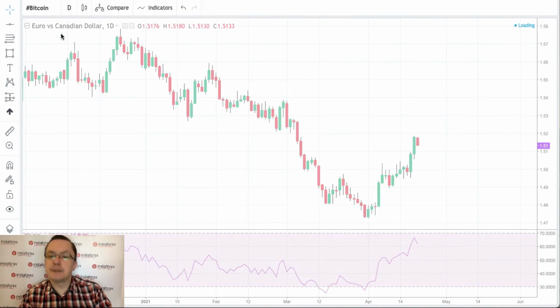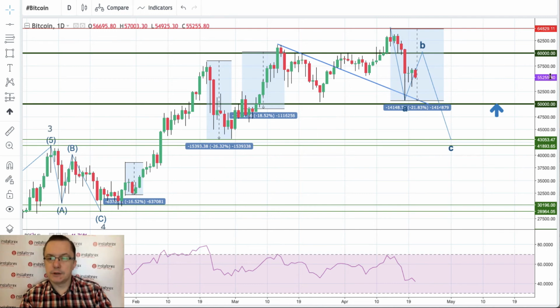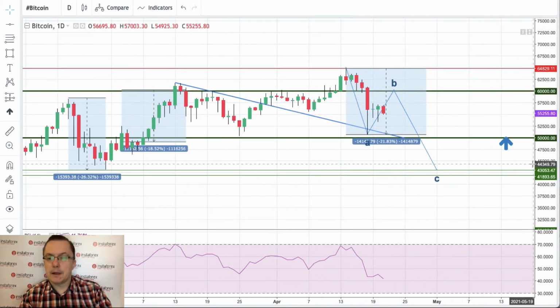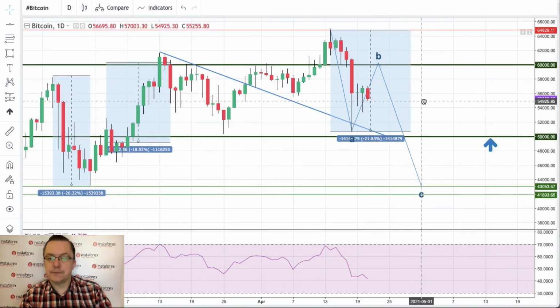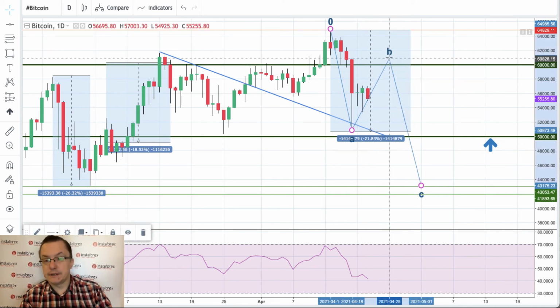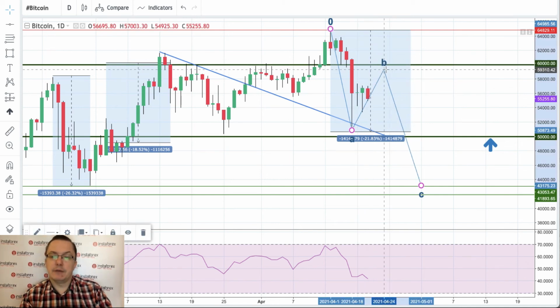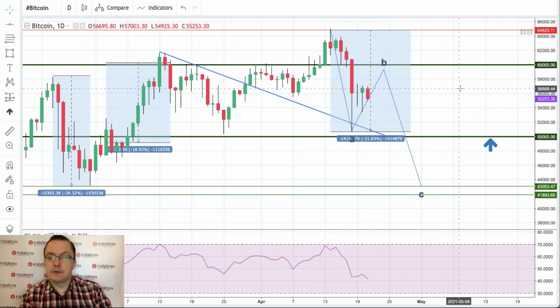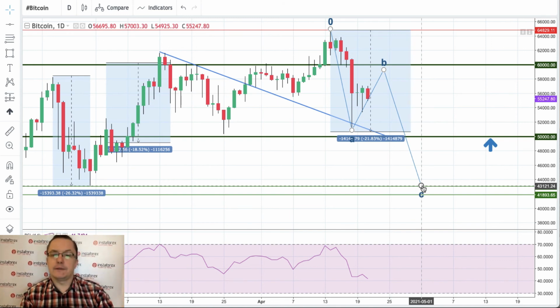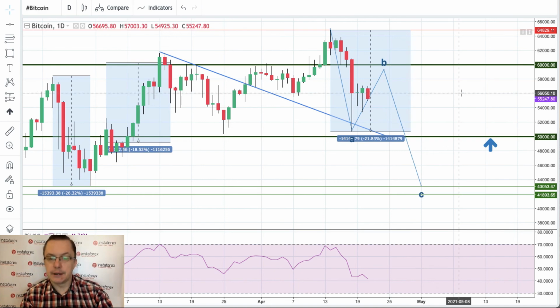Let's take a look at the last market, which is Bitcoin. What's going on with Bitcoin? The scenario of an ABC correction to the downside is still in play. We possibly have made the wave B, but there is still room for the wave B, of course. So we are waiting for this wave B to complete, and then of course we are waiting for the wave C to the downside too, to be the last of these three corrective waves on Bitcoin currently.